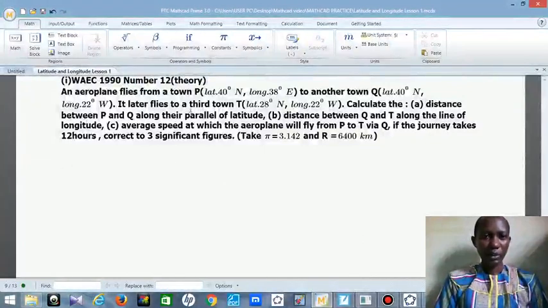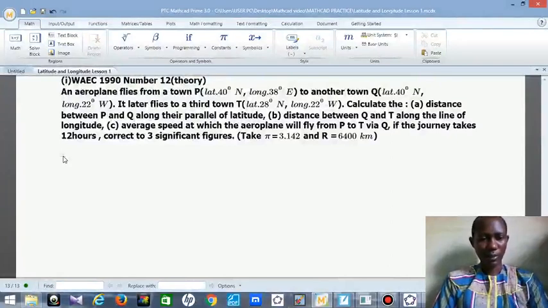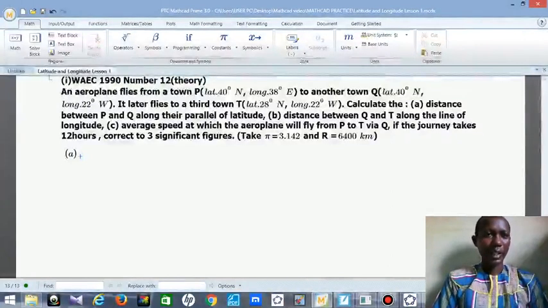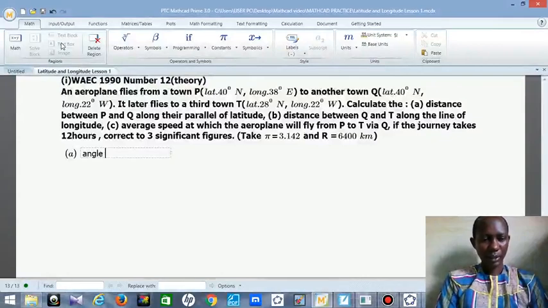So to start your solution, you need to get the angle between P and Q, since the first question says we should find the distance between P and Q. So our solution now, A. You need to get the angle between P and Q.